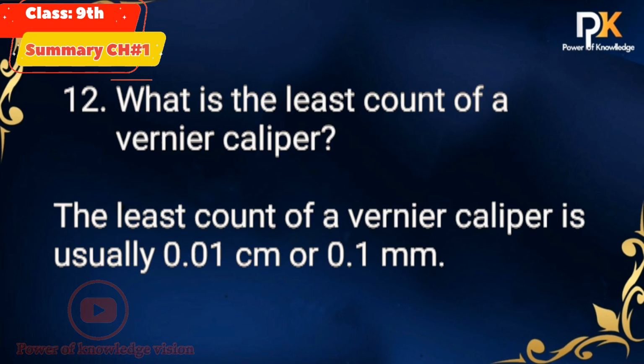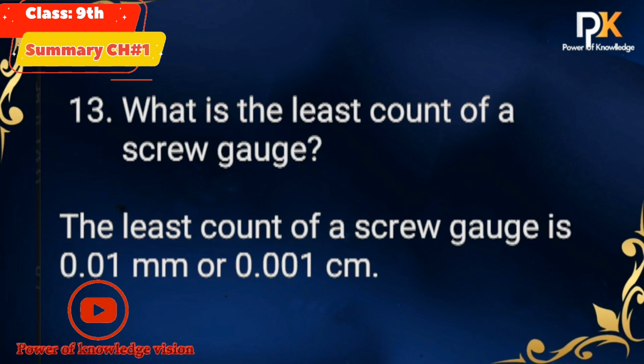What is the least count of a vernier caliper? The least count of a vernier caliper is usually 0.01 centimeter or 0.1 millimeter. What is the least count of a screw gauge? The least count of a screw gauge is 0.01 millimeter or 0.001 centimeter.